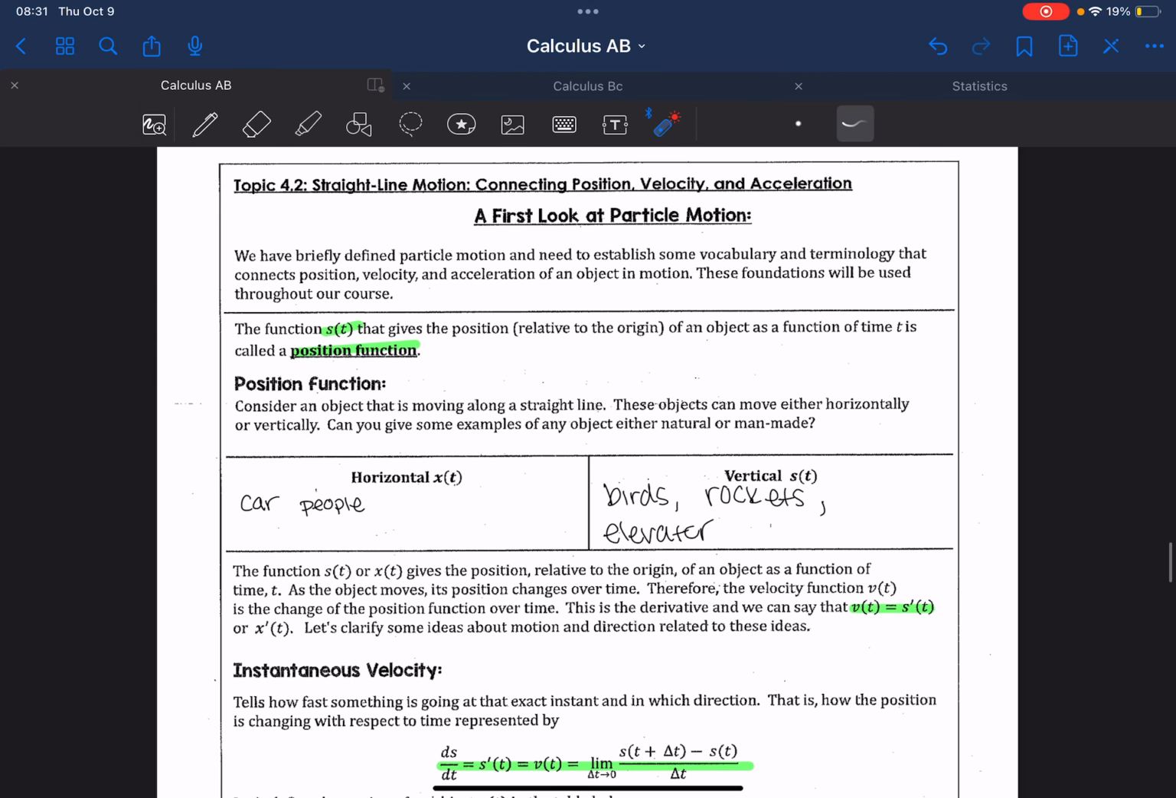Okay. This is talking about a position function s of t and how we can have a horizontal position or a vertical position. So horizontal position refers to objects that can only move in a horizontal line. So for example, cars and people. Versus vertical position, objects that can move in a vertical path. So that could be an elevator, rockets, and birds. Okay.